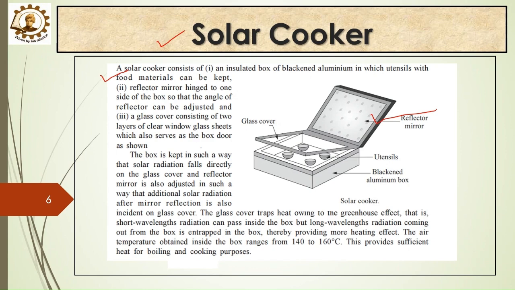So the glass cover is trapping the heat owing to the greenhouse effect. That is, the short wavelength radiation can pass inside the box, but the long wavelength radiation coming out from the box is also entrapped inside, thereby providing more heating effect. The air temperature obtained inside the box ranges from 140 to 160 degrees Celsius, and this helps in cooking and boiling the food, helping our cooking purpose if we use a solar cooker. So this is a small box type cooker.